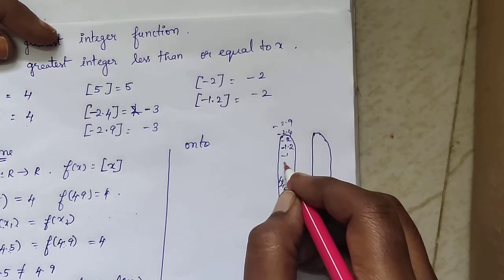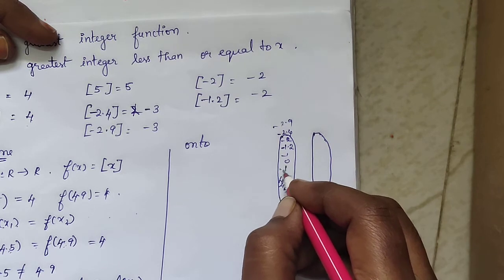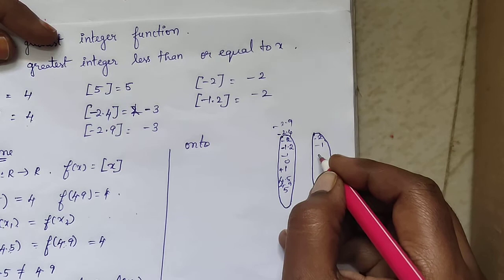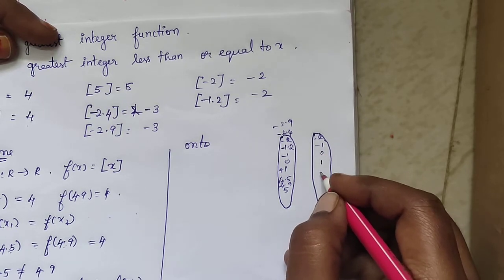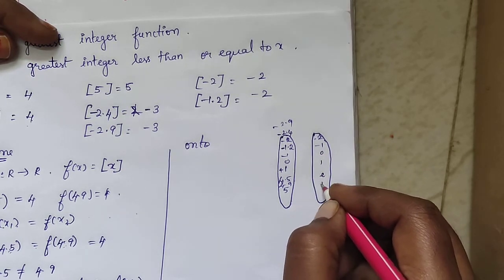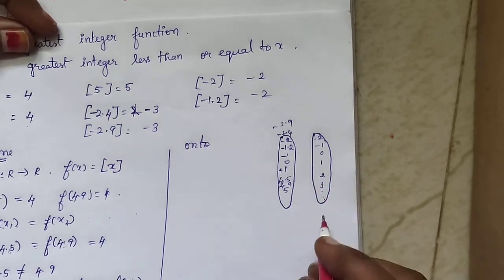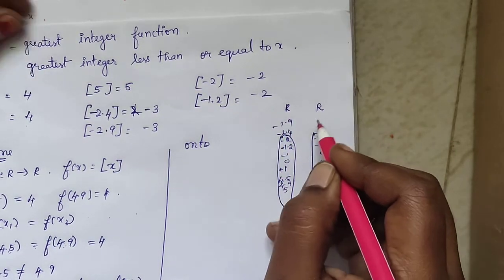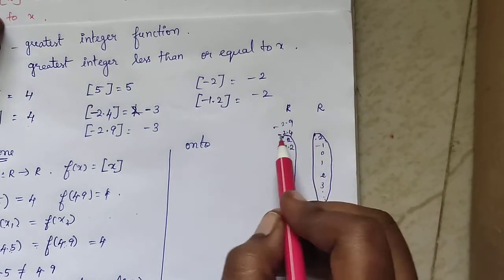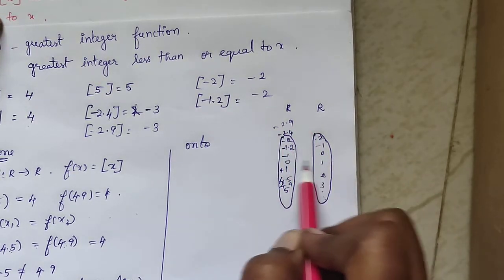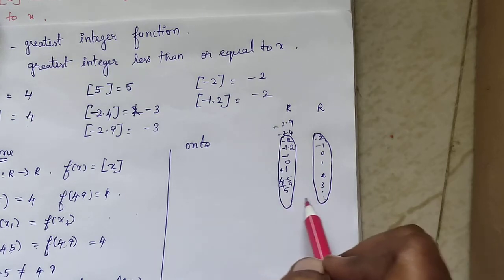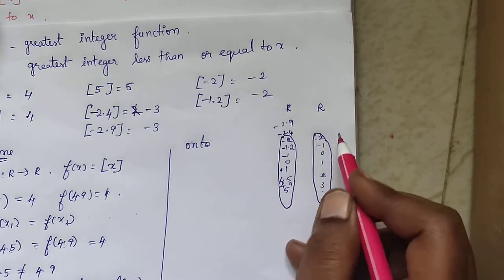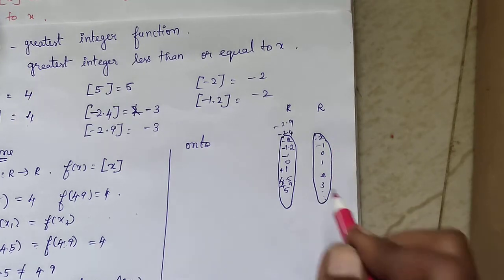In between then minus 1, 0, 1. Here also minus 2, minus 1, 0, 1, 2, 3, likewise it will be going. Now see here, it is a real number set. This is also a real number set. Each element should get a mapping in this one, then only we will say that it is one-one. For onto, the codomain should be equal to the range. Then only we will say that this is onto.